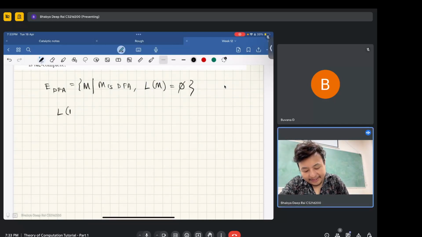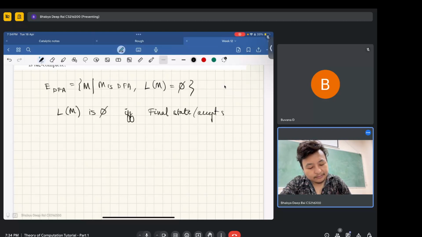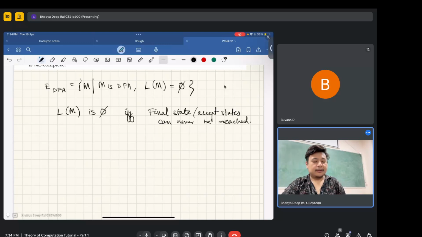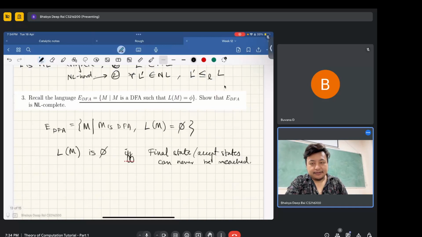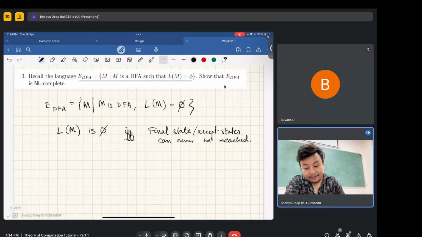So the language of a DFA is empty if and only if the accept states, or final states, can never be reached. It is never possible to reach a final state. Okay, so this is one idea. Next thing we observe.